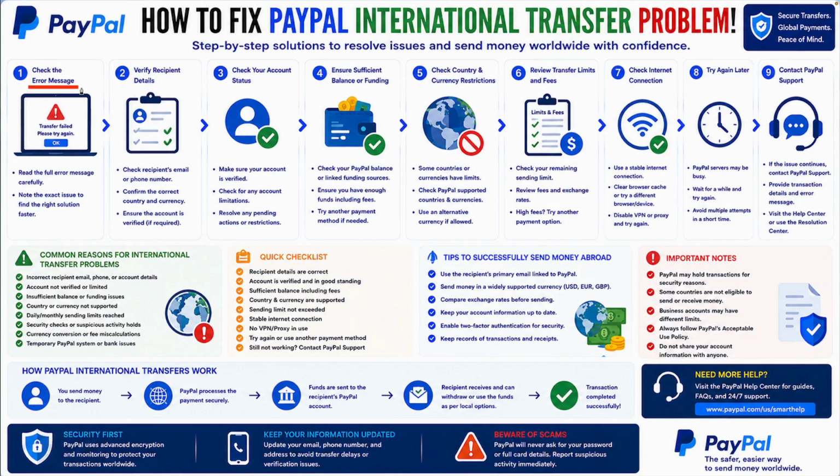The first thing you want to do is check the error message. Read the full error message carefully and note the exact issue to find the right solution faster. You might need to simply go ahead and verify your recipient details as well. Check recipient's email or phone number, confirm the correct country and currency, ensure the account is verified if required.